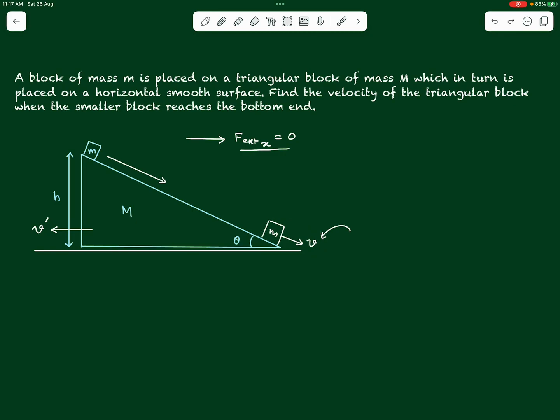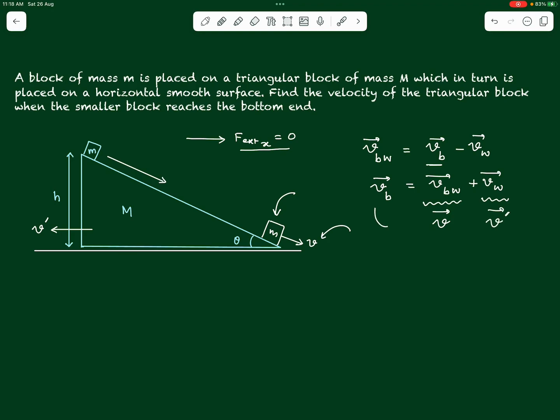How will it come on the block? By definition, the velocity of the block with respect to the wedge is equal to the velocity of the block minus the velocity of the wedge. From relative velocity we know this, and from here we can find the velocity of the block. Velocity of block will be velocity of block with respect to the wedge plus the velocity of the wedge. That means, to find the actual velocity of the block as seen from the ground, we need to add the velocity that the block has with respect to the wedge, which we have taken as v, with the velocity of the wedge itself, which we have taken as v dash.